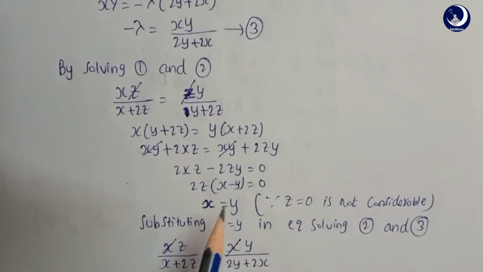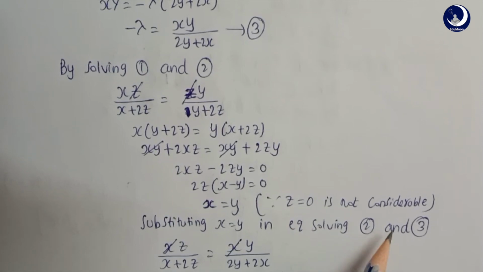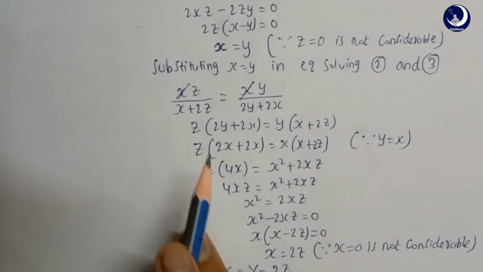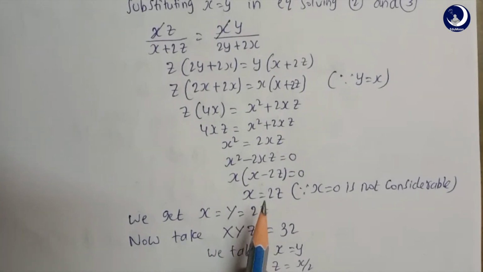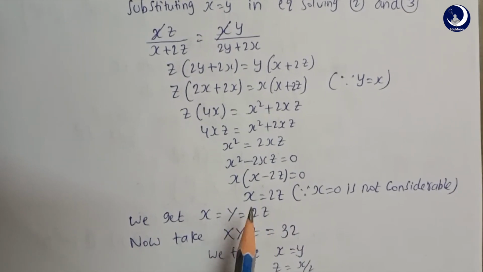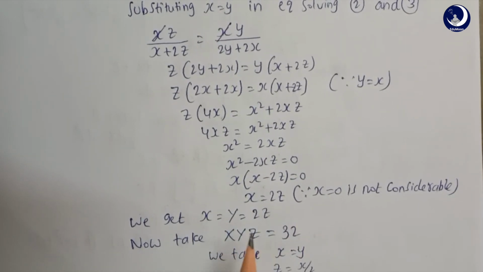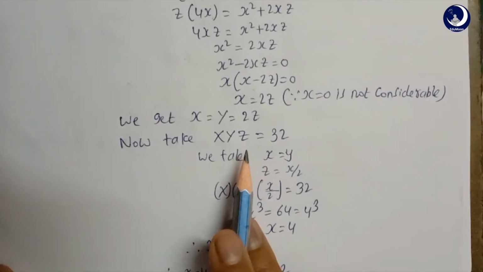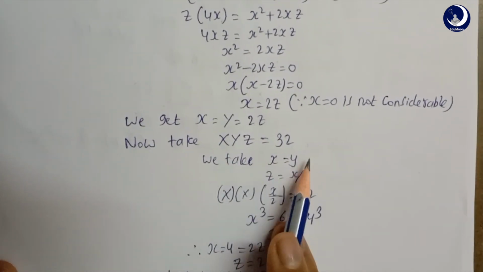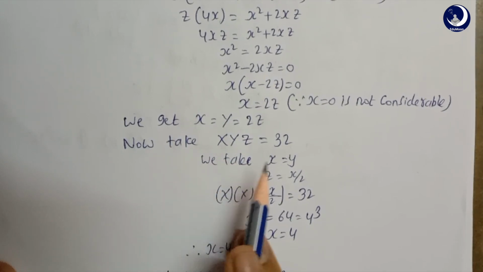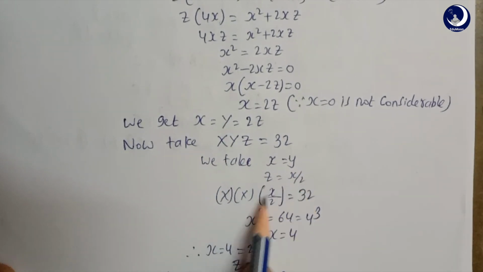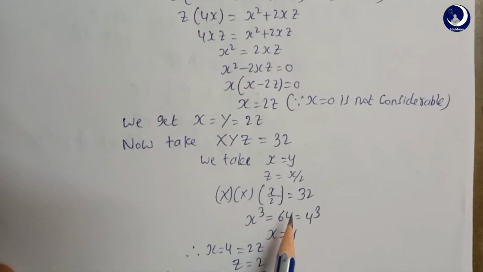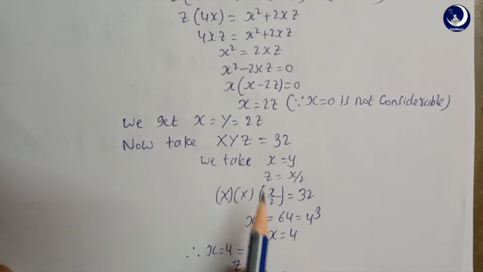Now take 2 and 3 and solve by replacing x equal to y. Then we got one equation, x equal to z. We got x equal to y and x equal to z, that means x equal to y equal to 2z. Now take the given question, x times z equal to 32. By replacing, x equal to y and z equal to x by 2, we got x cube equal to 64, which is 4 cube, so x equal to 4.